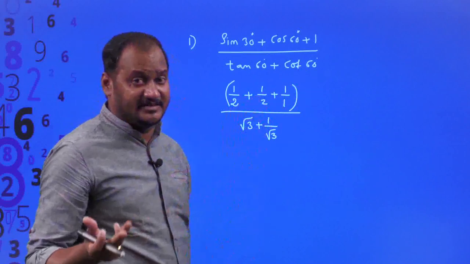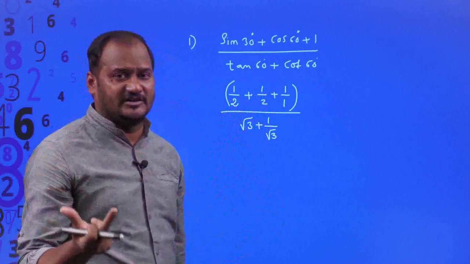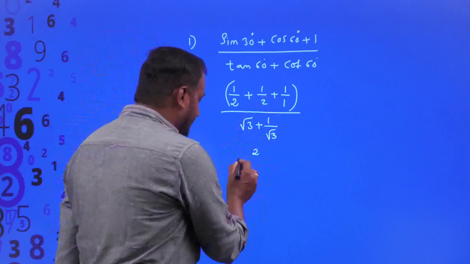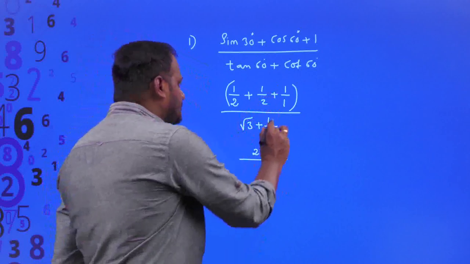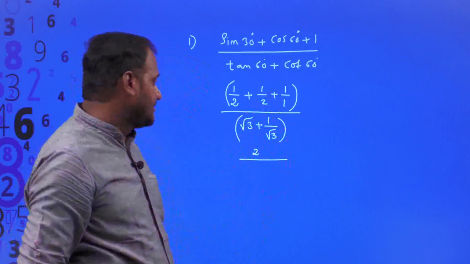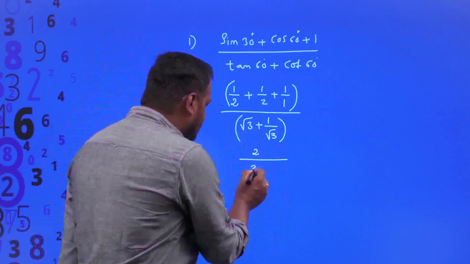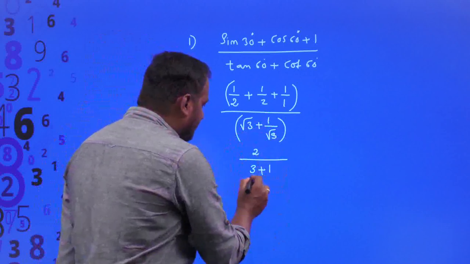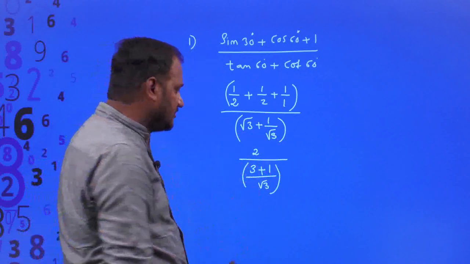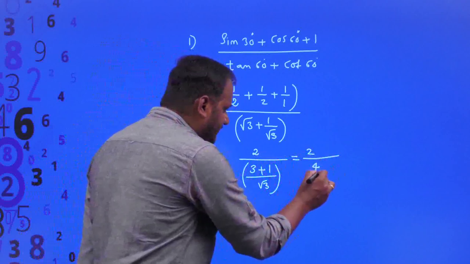You don't take the LCM because you are a 10th grade student. 1 by 2 plus 1 by 2, you should think of as half plus half. What is half plus half? It is going to be 1. So 1 plus 1 is equal to 2, divided by the denominator. How do you simplify the denominator? Since the denominator has fractions with irrational numbers, you can write root 3 plus 1 by root 3 as root 3 into root 3 is equal to 3, plus 1, divided by root 3. So 3 plus 1 is 4, then you can write this as 2 divided by 4 divided by root 3.